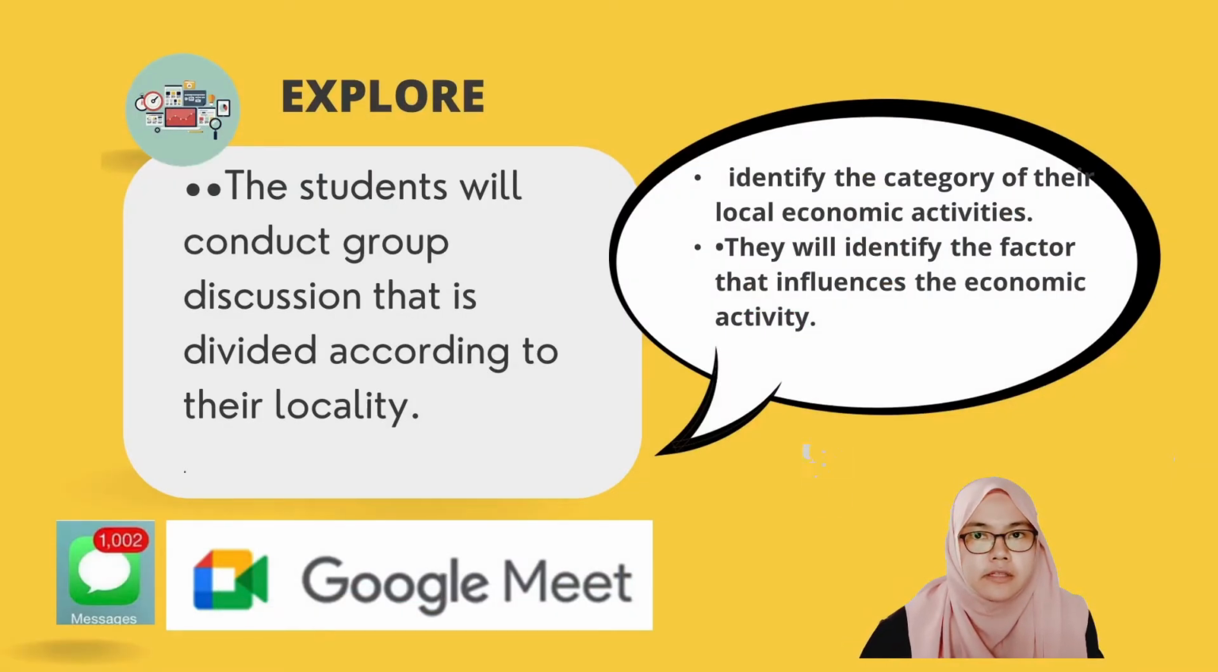The next phase is exploration. Here the teacher will divide the students into groups. The groups are divided according to their locality, so that they have the same background. In this discussion, students will try to find information from the internet, interview their family members, and also find information from their textbook. Based on all the information that they gather, they need to sort it into a presentable form like a chart or a graph, which they will use in the next phase.